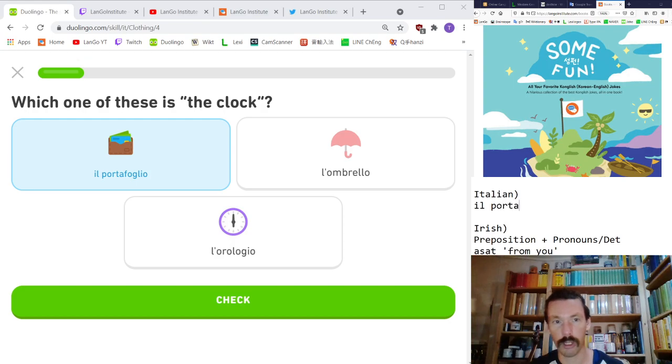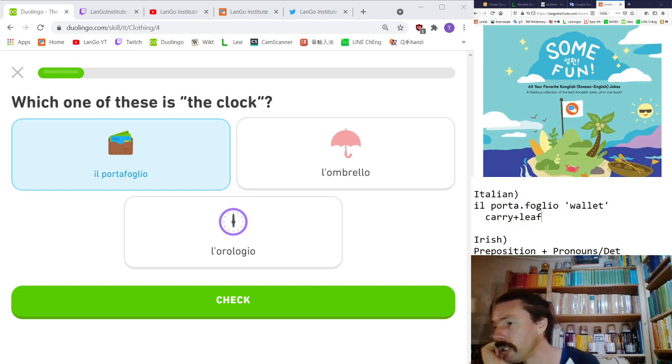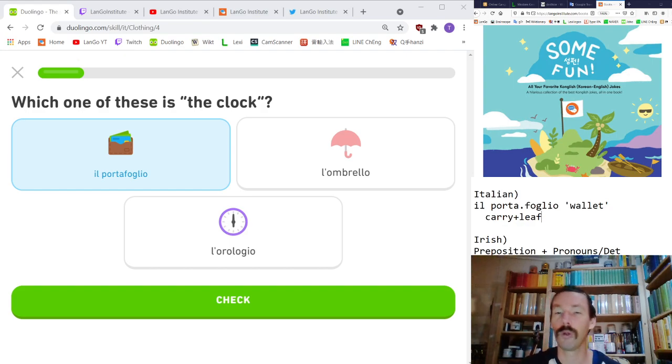Il porta. There's a boundary. Foglio. Boundary between the two components within a compound word. The thing means wallet. And the parts are carry, and foglio, like leaves originally, so pieces of paper. Carry leaf. What type of compound is this? Verb, noun, carry the folio. Good. Portfolio in English, that's right, that's closer to the Latin.